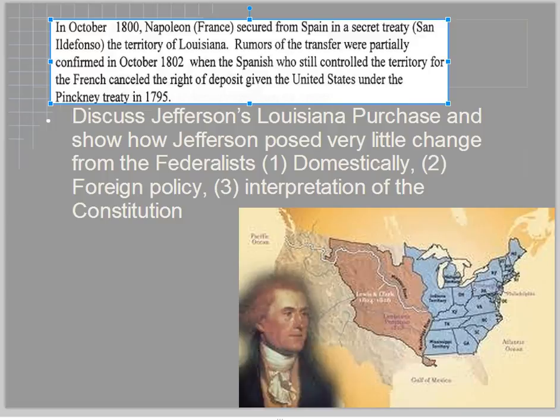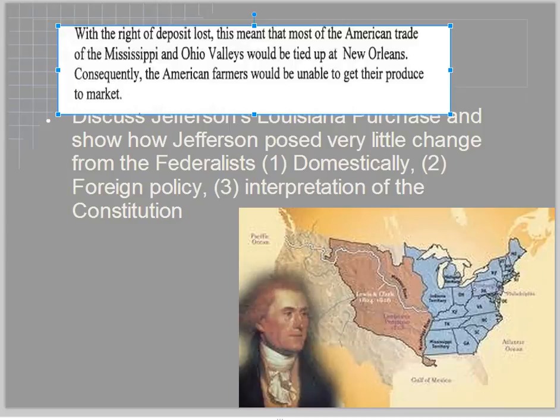So in October of 1800, Napoleon from France secured from Spain in a secret treaty the territory of Louisiana. Rumors of that transfer were partially confirmed in October of 1802 when the Spanish, who had controlled the territory for the French, canceled the right of deposit given the United States under the Pinckney Treaty in 1795. So with the right of deposit lost, this meant that most of the American trade of the Mississippi and Ohio valleys would be tied up at New Orleans. Consequently, the American farmers would be unable to get their produce to market.